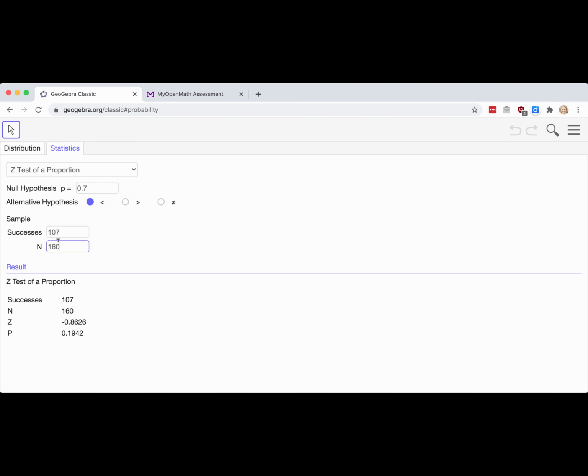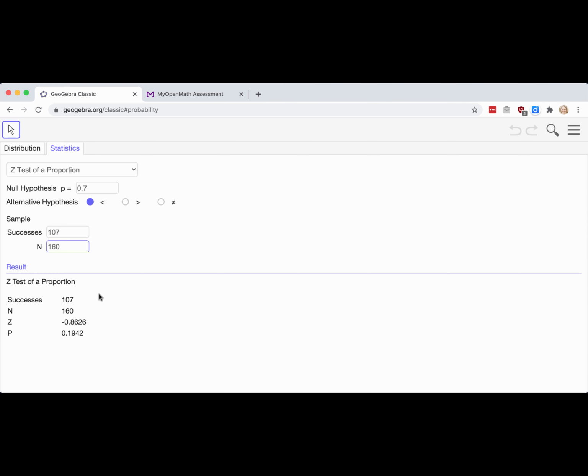And as soon as you type in all that information, in the result of the z-test for the proportion, you're going to see some of the same information spat back out at you. 107 for successes, 160 for n. Z, this is your test statistic. So it's the sample proportion, the ratio of 107 to 160, minus the hypothesized proportion, 0.7, divided by the standard error. So that's your z value.